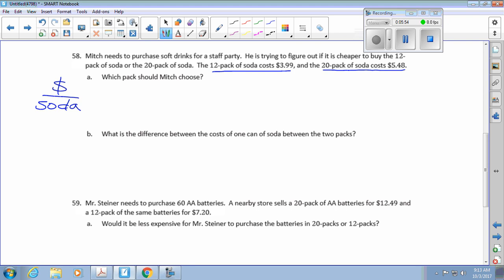So on top, what do I need to put? What would I put for my top number? I'm coming over to Jasmine. $3.99. Very good. $3.99 because that's the price. And then how many sodas will that buy us, everybody? Go ahead, Sue Ann. 12. Very good, Sue Ann. 12. So, again, on your calculator, type in 3.99 divided by 12.